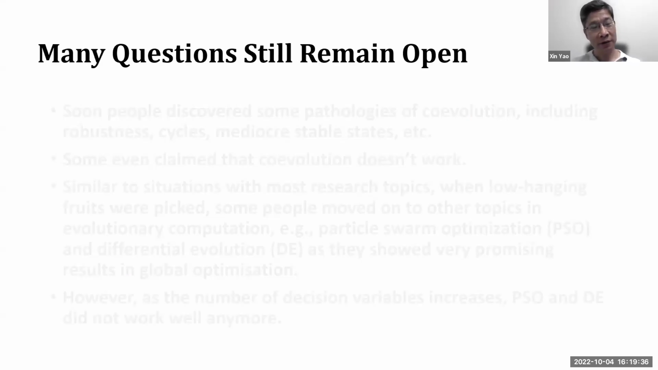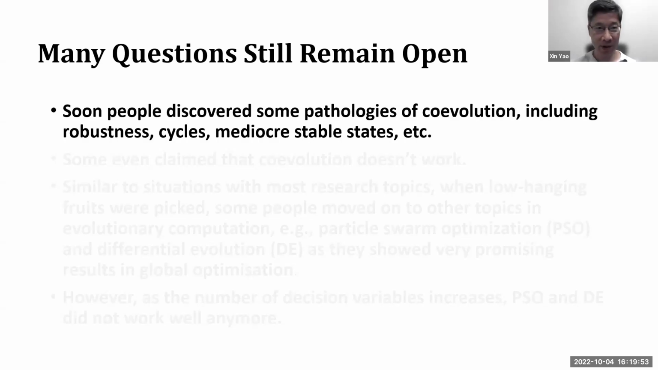However, after several years of research, people discovered that, apart from some very interesting applications, especially in game playing strategy learning, there are still some research questions that remain open. For example, there are issues related to the robustness of co-evolutionary learning, an issue related to cycles, and an issue related to mediocre stable states.